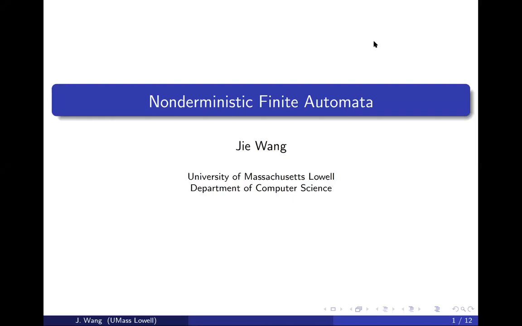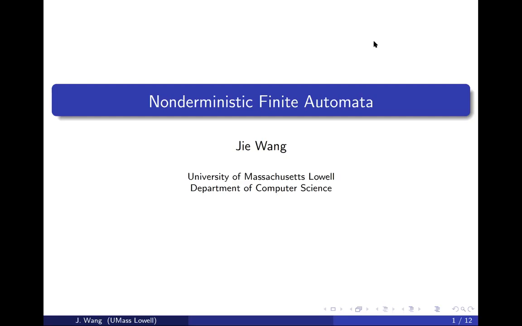What it means by deterministic is that from a current state and the input symbol you read, there is exactly one next move. Okay, so that move is determined. Hence, that finite automaton is a deterministic finite automaton.